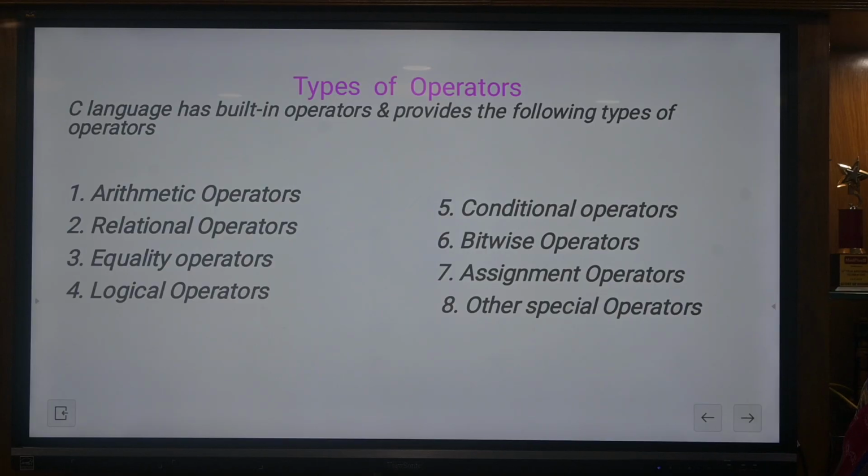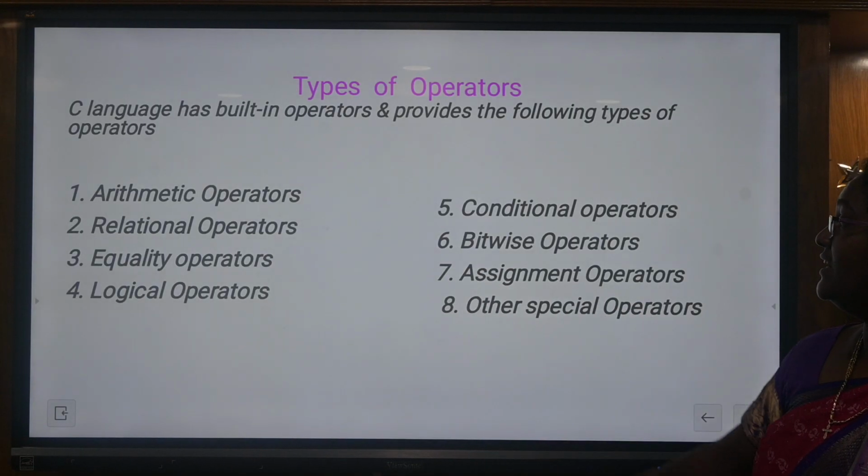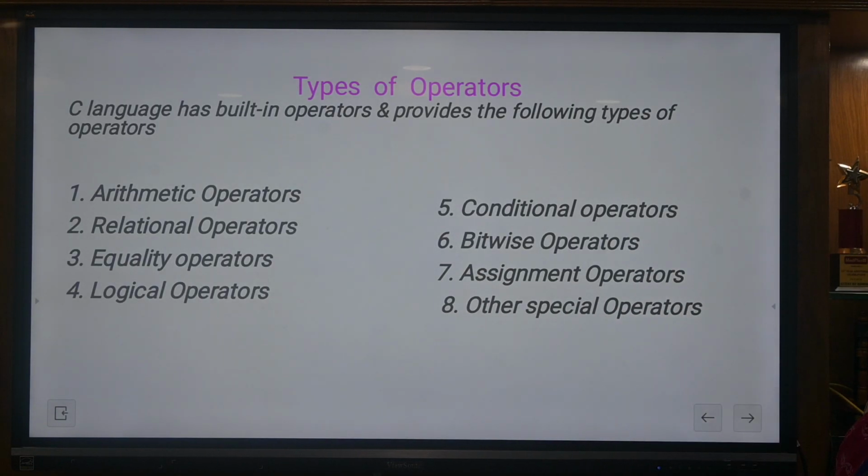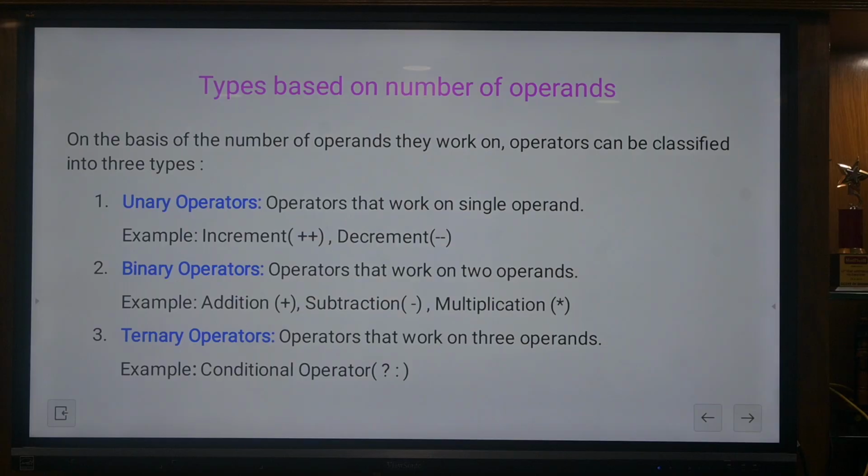We have 8 types of operators: arithmetic operators, relational, equality, logical, conditional, bitwise, assignment operators, and other special operators. We are going to see them one by one in this video. Before moving into the types of operators, we will see the types based on operands.